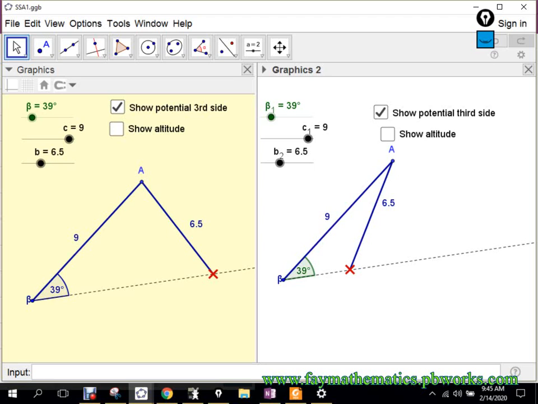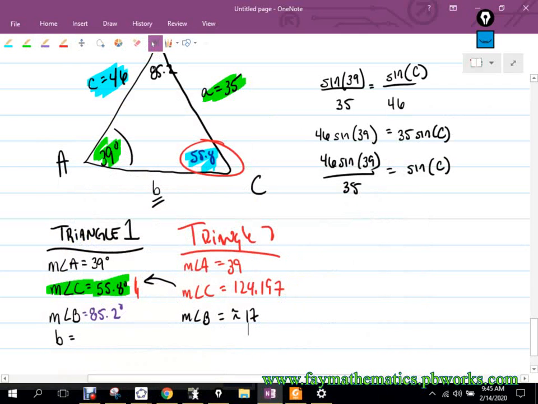Number 9. Okay. B2, same way as B1. Find B the exact same way you found B with triangle 1.